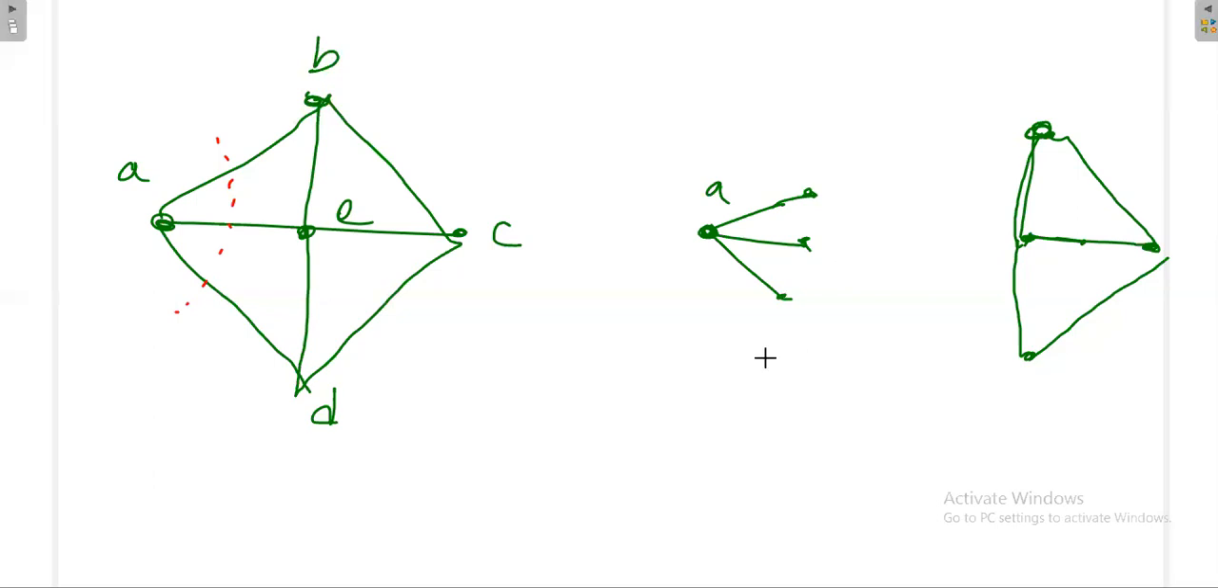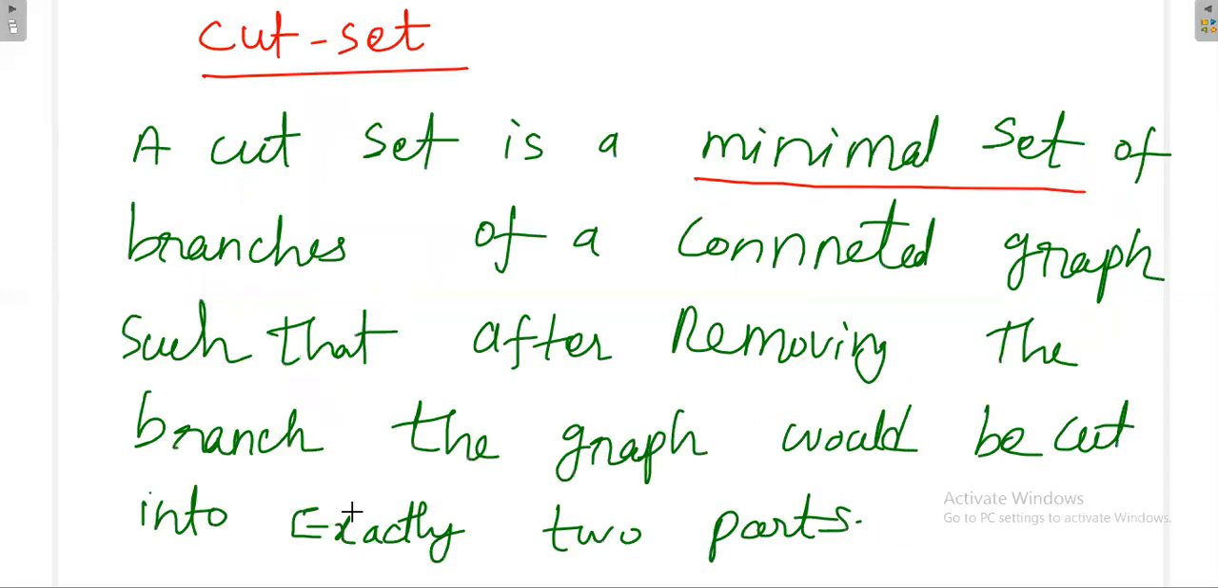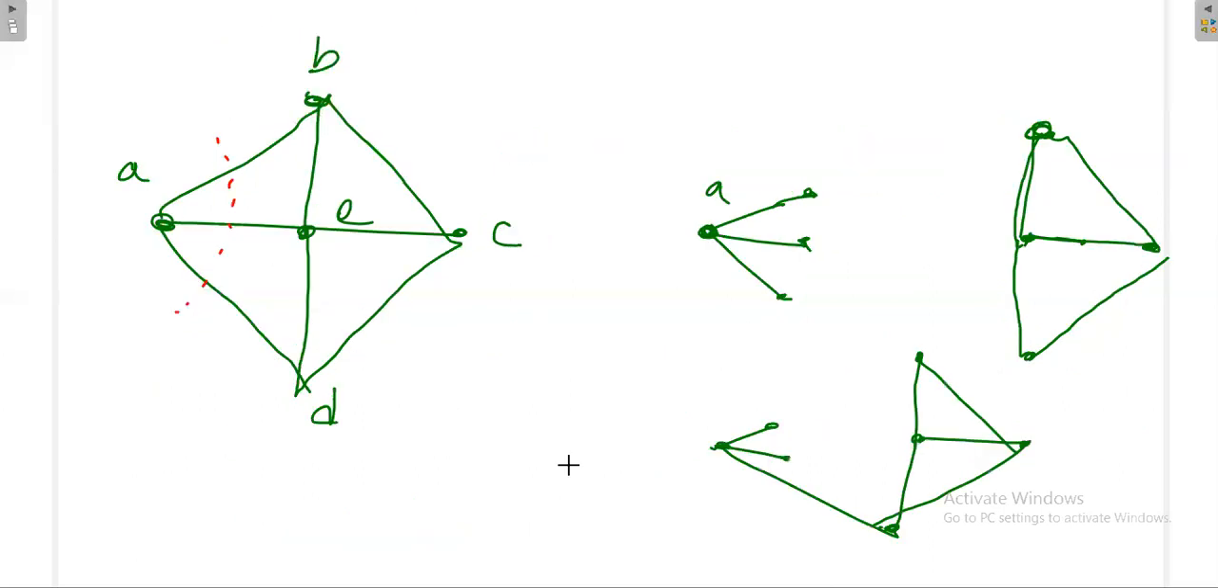That may not be possible, because if you make a cut in only 2 branches, the graph would look something like this. But that is not valid, because you have to make the graph into exactly 2 separate, different parts. So this is not valid, but this is valid. But in this process you have made a minimum of 3 cuts.